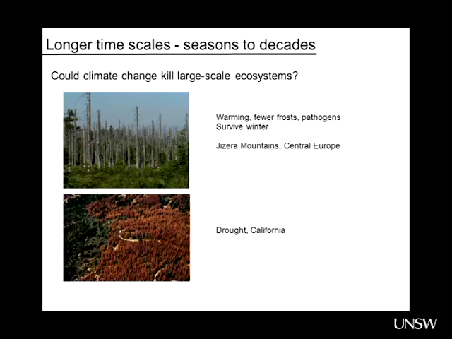You can also see large-scale ecosystem collapse in the observations. The top here is in Central Europe, which is being attributed to warming, fewer frosts, and pathogens surviving winter and happily eating into the trees next spring and killing them. On the lower one is drought. It's in California, large-scale ecosystem collapse coincident with no water. Vegetation does not like no water.